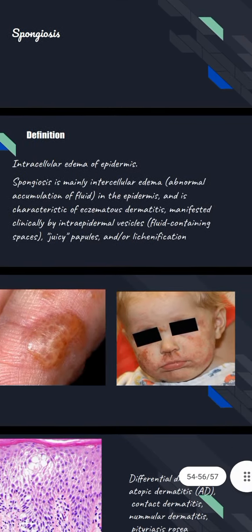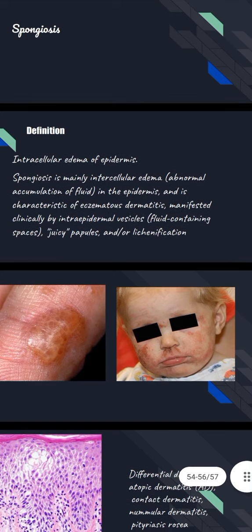Spongiosis, intercellular edema of epidermis. Spongiosis is mainly intercellular edema, abnormal accumulation of fluid in the epidermis, and is characteristic of eczematous dermatitis and manifested clinically by intraepidermal vesicles, fluid containing spaces, juicy papules, and lichenification.